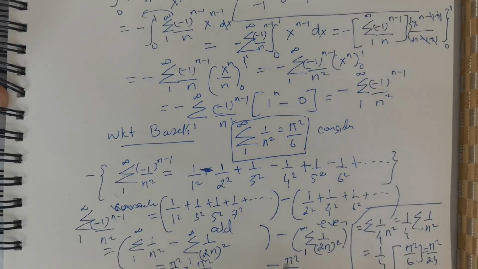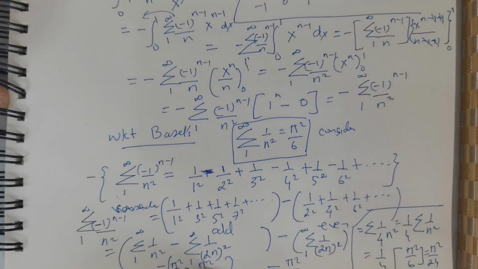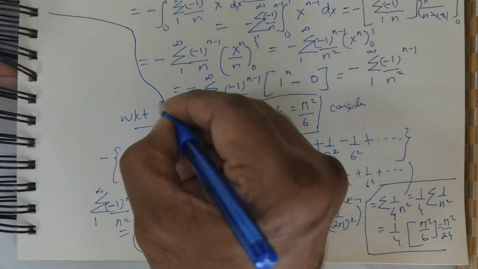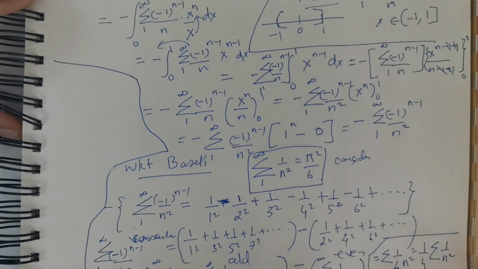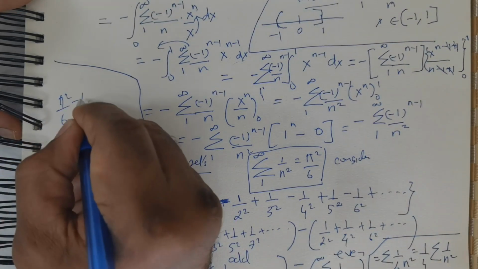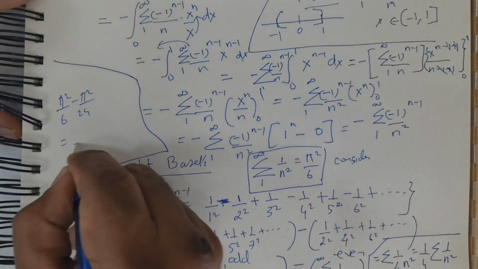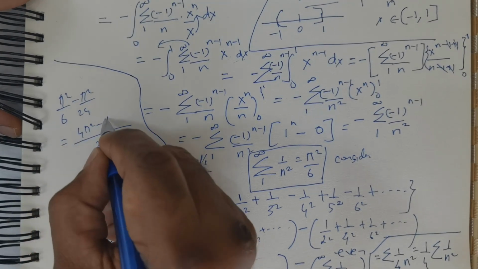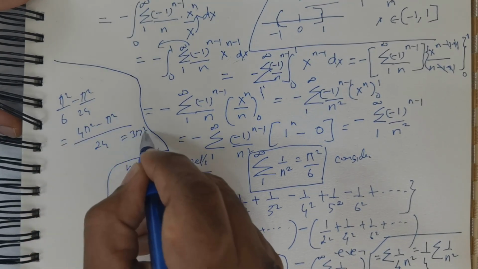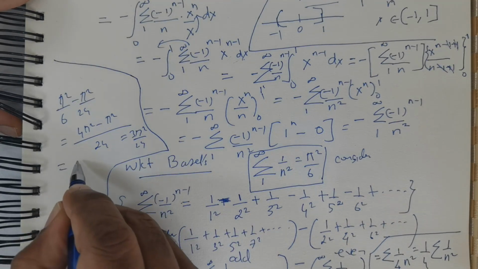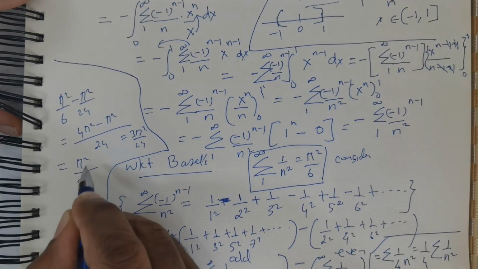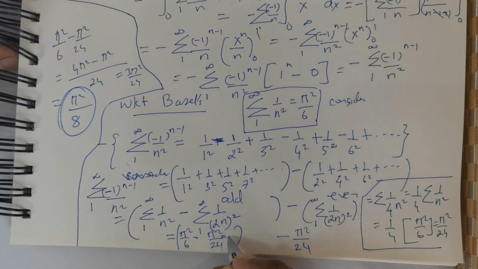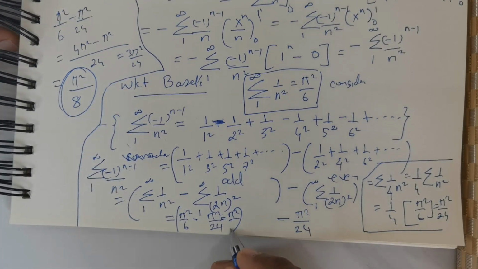So let me evaluate this particular quantity over here, because I don't want to flip to the next page. So you got pi squared over 6 negative pi squared over 24. I take the LCM as 24. This is 4 pi squared negative pi squared, which is equal to 3 pi squared over 24, which is equal to pi squared over 8. So this entire value gives me pi squared over 8.